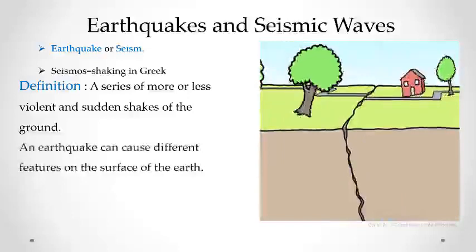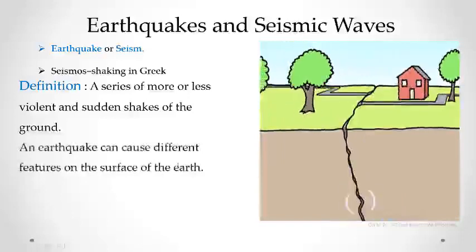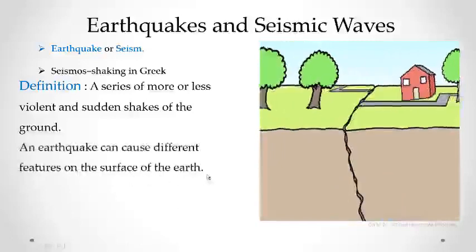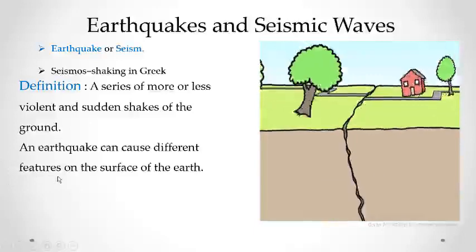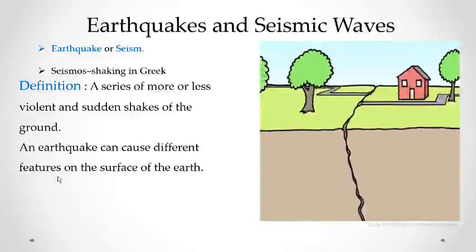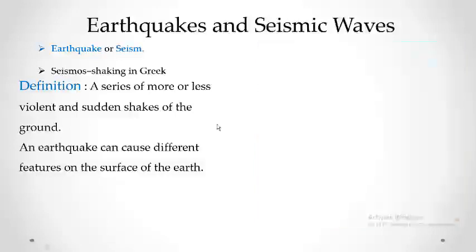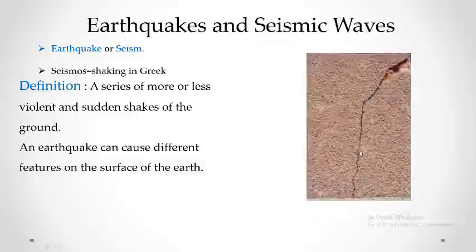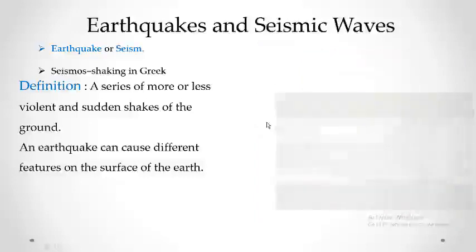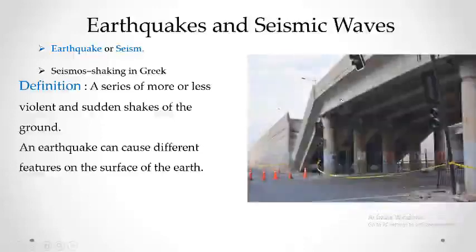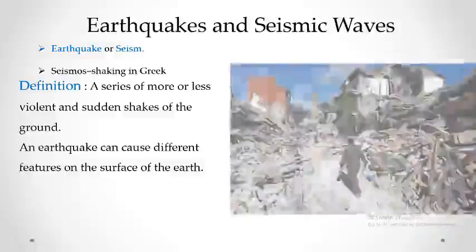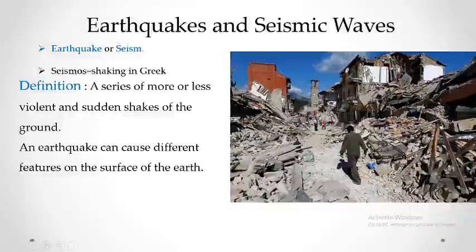Third, an earthquake can cause different features on the surface of the earth. We actually have a variety of features, and this variety depends on the intensity of the earthquake itself. Sometimes you can see some cracks in the walls of buildings, or cracks in the roads. Other times you can see collapsing of bridges, and if the earthquake is a very strong earthquake, you can see a complete destruction of the city.